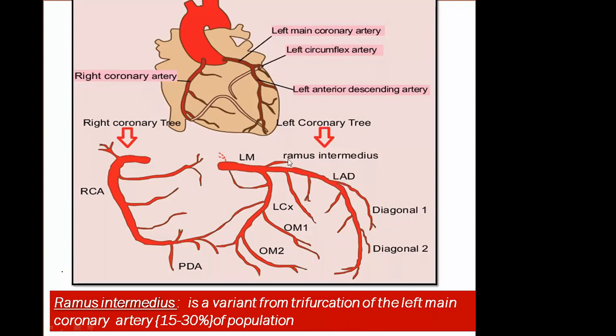There is a variant, which is a trifurcation of the left main coronary artery. It is the ramus intermedius. This is a trifurcation of the left main coronary artery, here indicated by the red arrow. It occurs in 15 to 30% of the population.